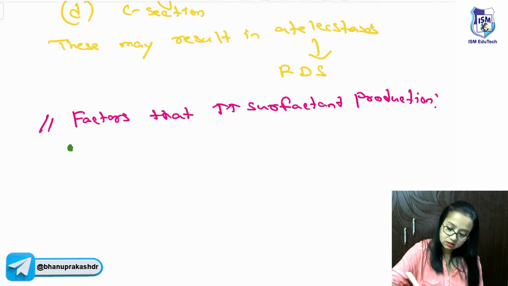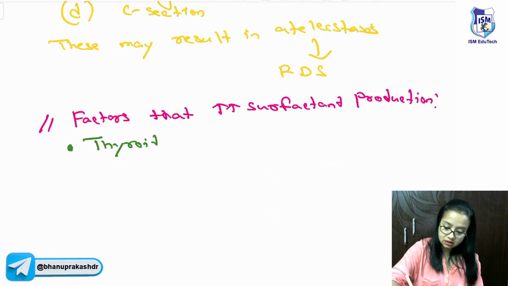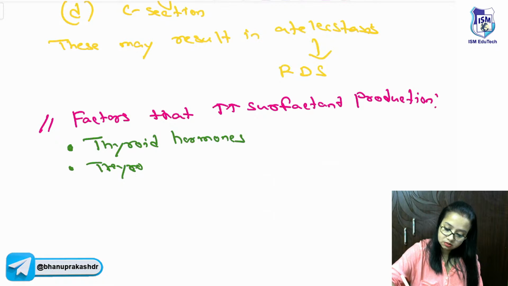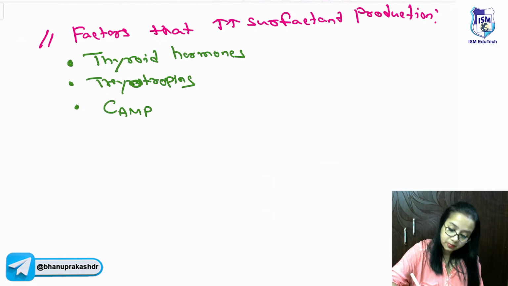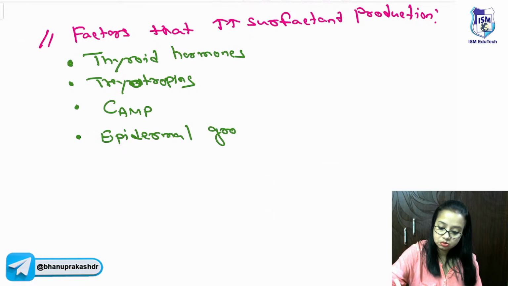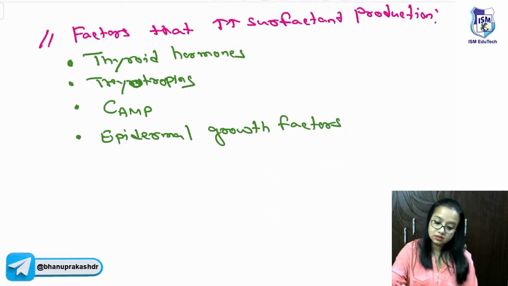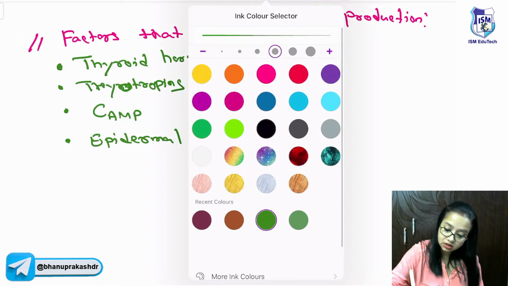What are they? Like thyroid hormones, thyrotropins, cAMP, the secondary messenger, epidermal growth factors. These are some examples of the substances which will increase the surfactant production.